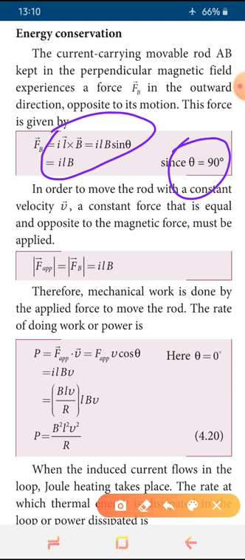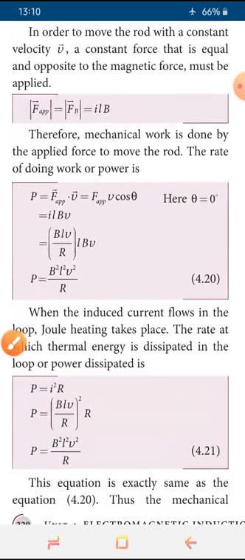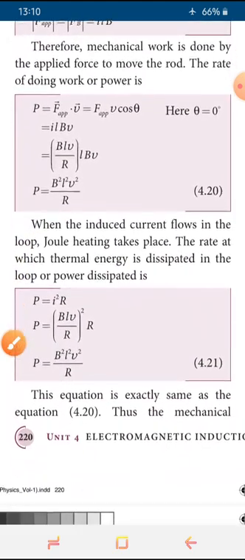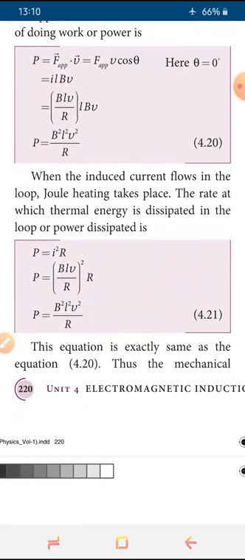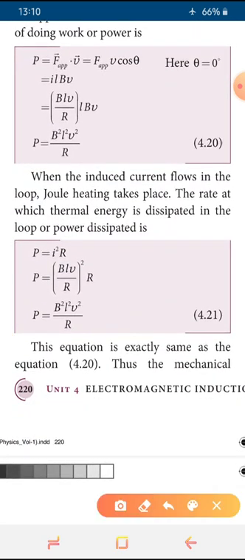So we can say mechanical work is done by the applied force to move the rod. So we are giving some mechanical work. That rate of doing work, or power, we can write with the formula P is equal to F into V. This we studied last year. The work or power we used in 11th standard. Power is equal to force into velocity.